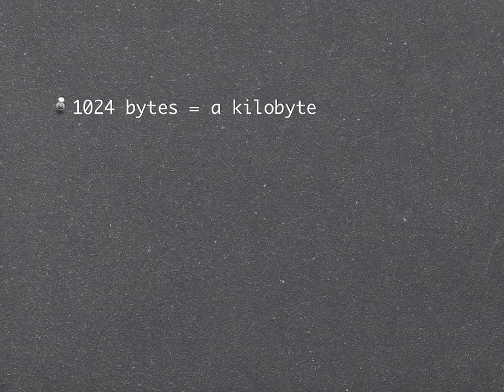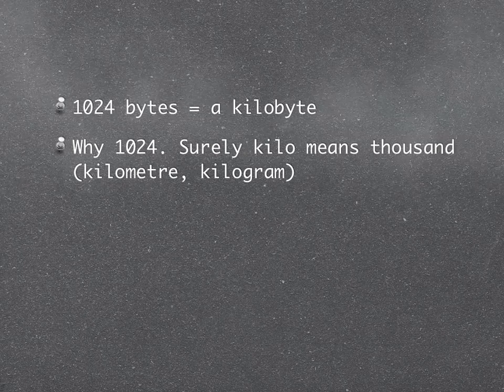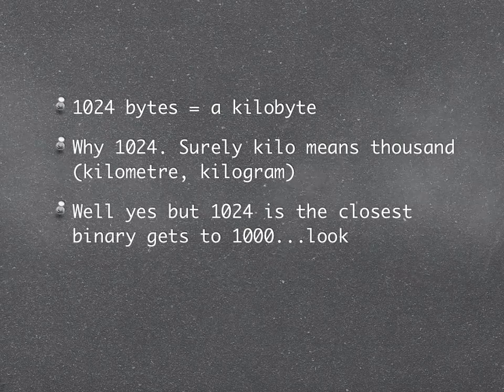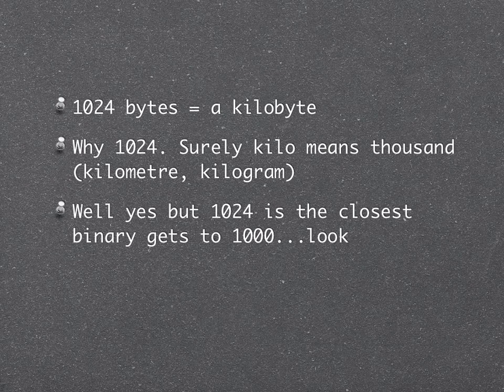We group our bytes together into kilobytes. 1024 bytes is a kilobyte. Why 1024? Well, surely you'll say kilo means 1,000, like kilometre and kilogram, not 1024. Well, you'd be right in the normal world, but this is the world of computing. In computing, 1024 is the closest binary gets to 1000.